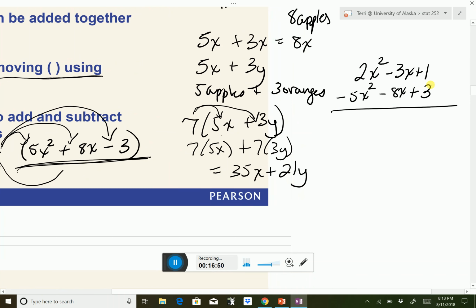So now we can do this. 1 plus 3 is 4. Negative 3 minus 8 is negative 11. And 2 minus 5 is negative 3. And there, we're done. So you can do it this way. This is my favorite way, because this allows me to line up the x squareds, and I know I have 2x squareds minus 5x squareds, and negative 3x's minus 8x's, and 1 plus 3. When I line them up that way, it makes a lot more sense.